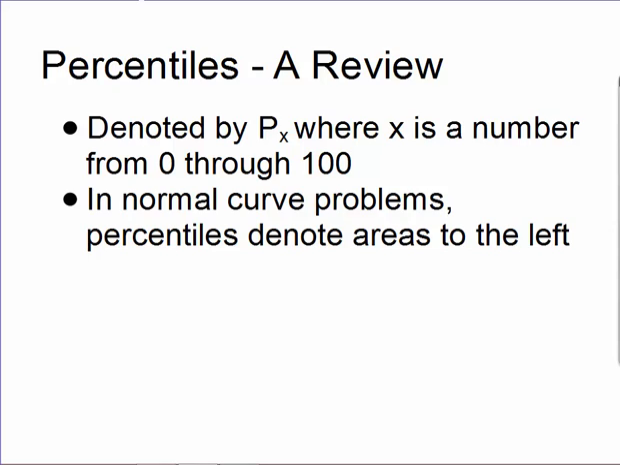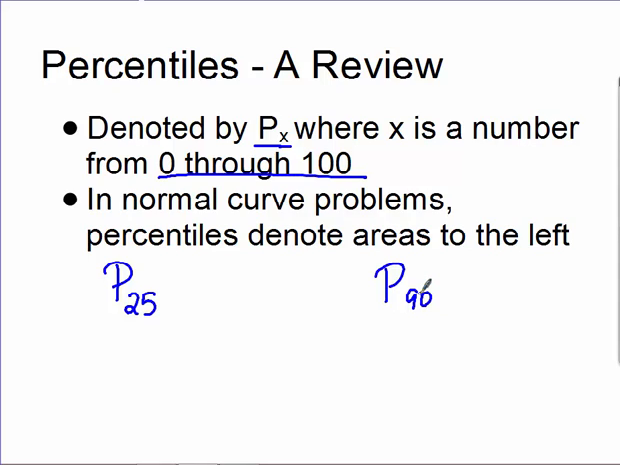Now, percentiles are normally denoted by a P with a subscript number, where the number, such as what I have here represented by X, is going to be some number ranging from 0 through 100. So I could have something such as the 25th percentile, or I could have something such as the 90th percentile. It's written by a capital P and then a number. That number tells you what the percentile is.